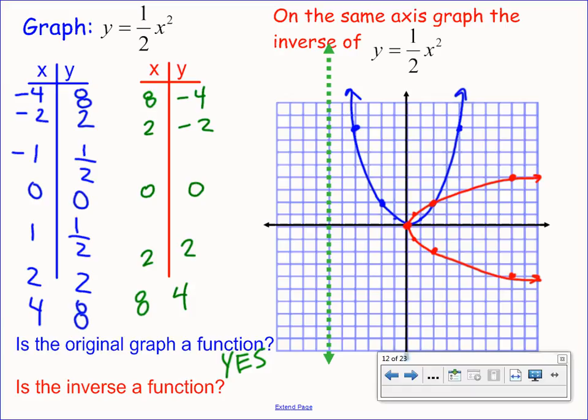All right. So what did you guys say about the red inverse relation? Was that a function? Aaron and Cody? No. Raise your hand if you had no. No. Good job. Why did you say no?